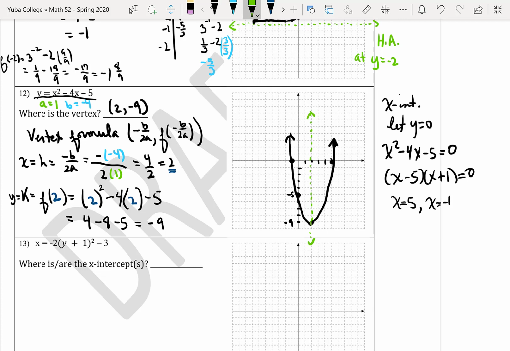Looking at our range, it really depends on where your vertex is and what direction your parabola is facing. If your parabola is facing up, it's going to be the y value of the vertex and everything bigger than that. If your parabola faces down, it's going to be the y value of the vertex and everything less than that. And so our range is all the y values we're hitting on our graph, which is everything greater than or equal to y = -9.